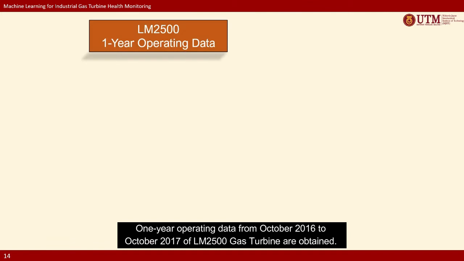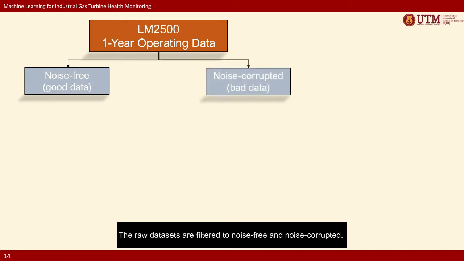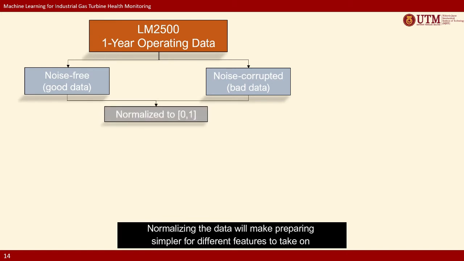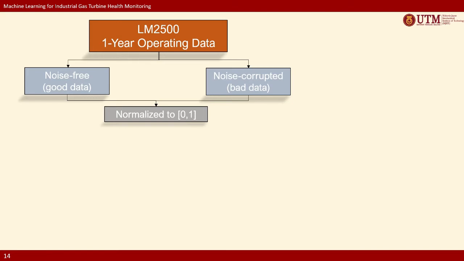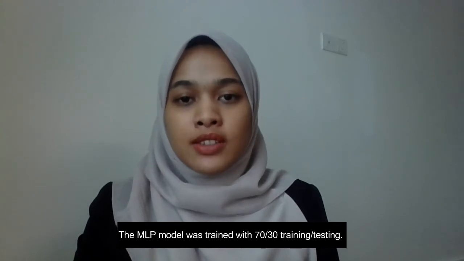One year of operating data from October 2016 to October 2017 of LM2500 gas turbines was obtained. The raw data sets are filtered into noise-free and noise-corrupted. Before training and testing, the data were first normalized to 0, 1. Normalizing the data makes different features take on similar ranges of values so that gradient descent can converge more quickly. The MLP model was trained with a 70-30 training-testing split.